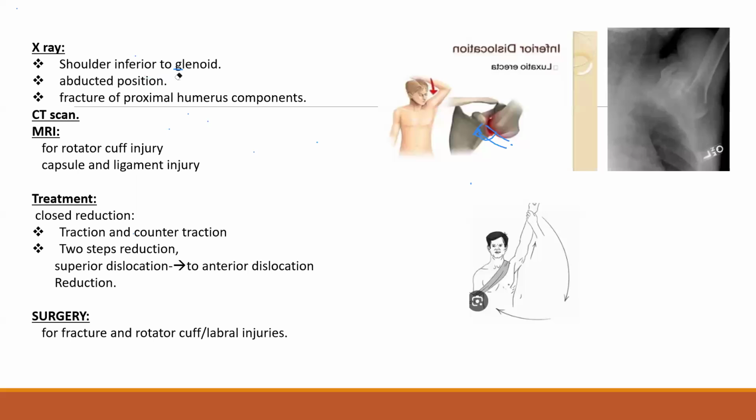Inferior dislocation was once or twice asked as a short note in your final exam, and 2-3 questions are definitely going to come in your PG entrance also. It's not very common, but there is an entity, inferior shoulder dislocation. So with this, I complete all the things in relation to dislocation: anterior, posterior, and inferior shoulder dislocation, along with the anatomy and the structures which are responsible for giving stability to the shoulder joint.